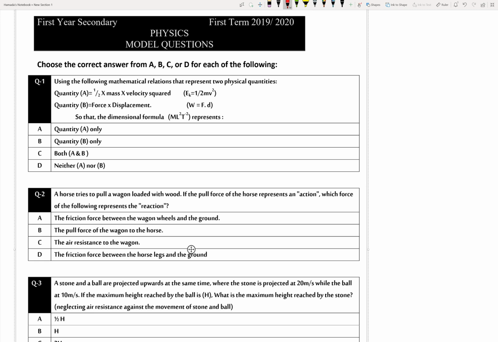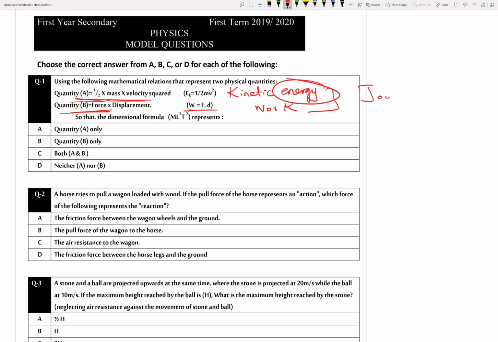Using the following mathematical relations that represent two physical quantities, quantity A equals half mv square, as you can see, it is kinetic energy, right? And by the way, it is energy. Quantity B is force by displacement, which is work. And as we know, work and energy are measured in the same measuring unit, which is joule, which equals kilogram meter square second power minus 2. And if we want to find the dimensional formula, it will be M L square T power minus 2. So both have the same measuring unit and the same dimensional formula, so it represents both A and B.